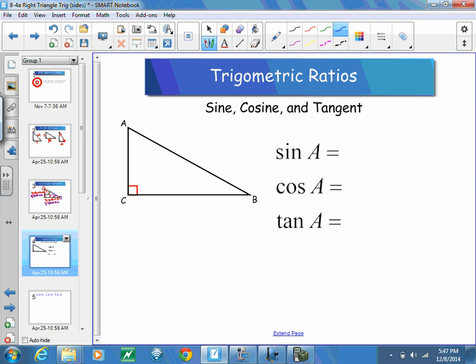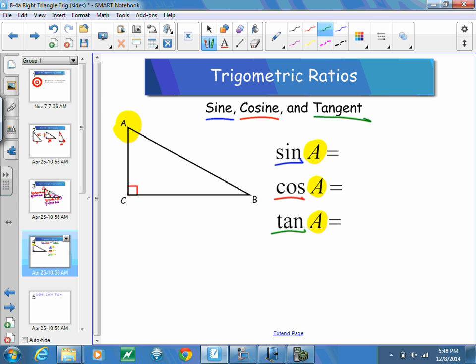When we talk about sine, cosine, and tangent, these are its abbreviations. SIN is for sine, COS is for cosine, and then TAN is for tangent. And so we're taking the sine of angle A, the cosine of angle A, and the tangent of angle A. The angle A that we have right here is the reference angle that we are referring to. I'm talking about angle A up here at the top, not angle C or angle B.